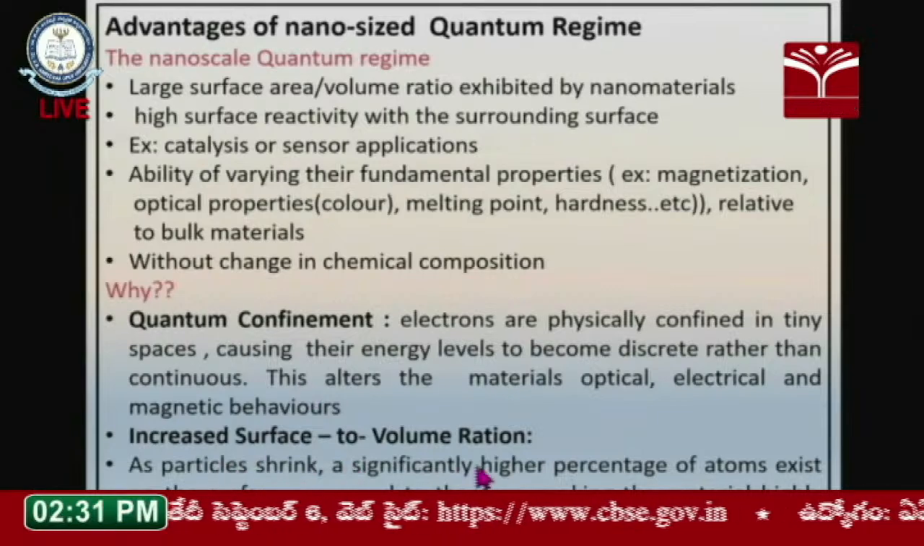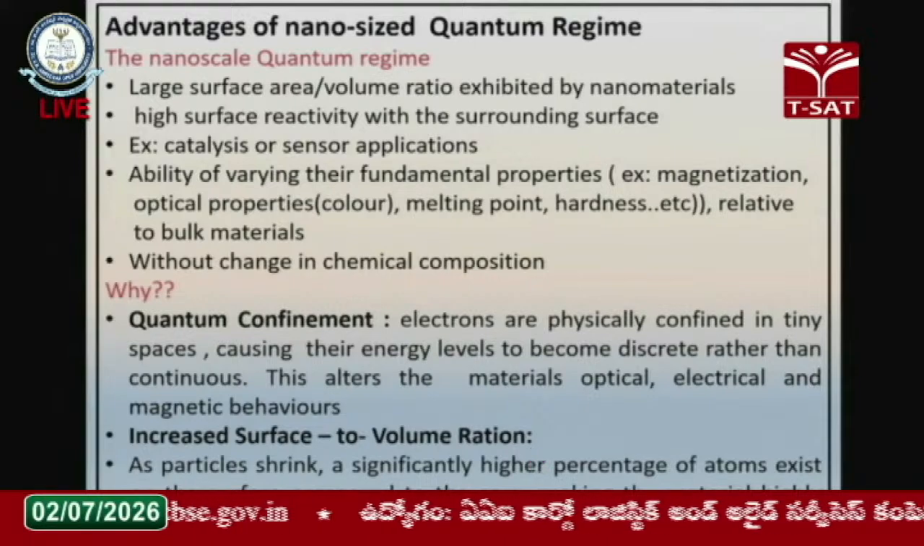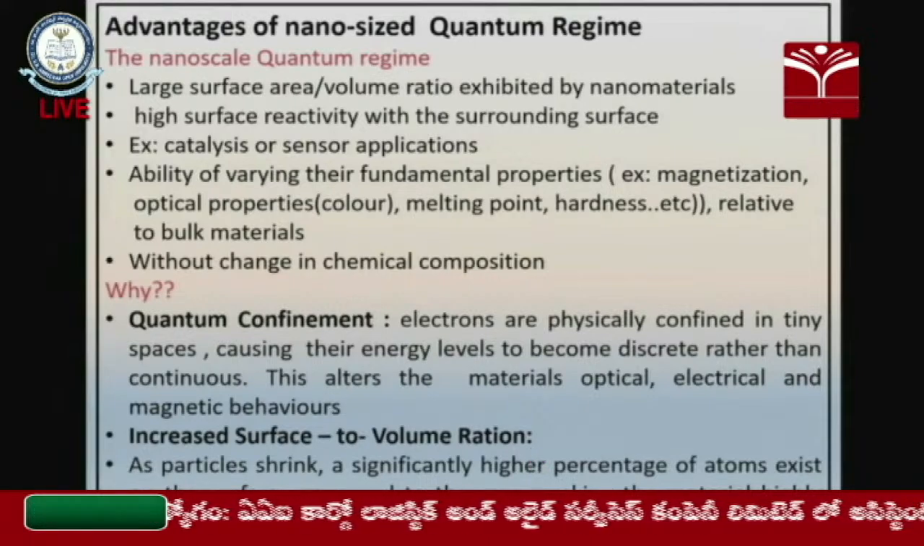Next is increased surface to volume ratio. As I already told, the same volume is made into nanopowder and spread over so much surface, so a significantly higher percentage of atoms are at the surface. Earlier in the same body the atoms were all inside, but now they have come outside and spread on the surface, so the reacting power is more for nanomaterials. That's the basic advantage.